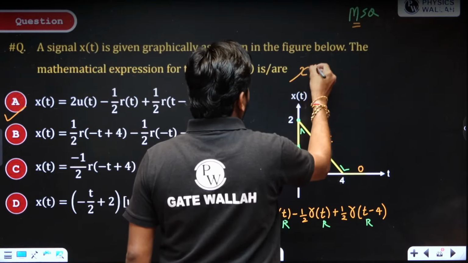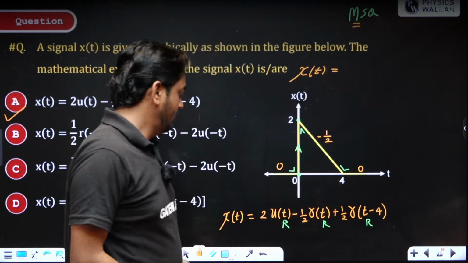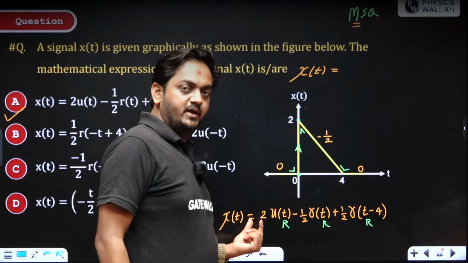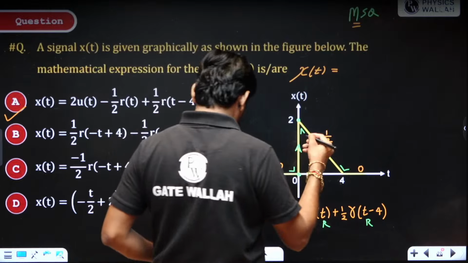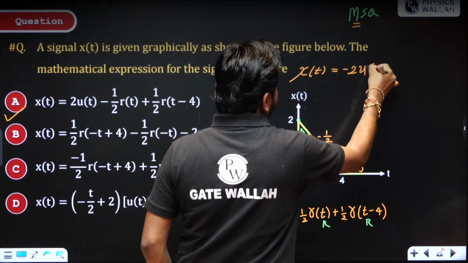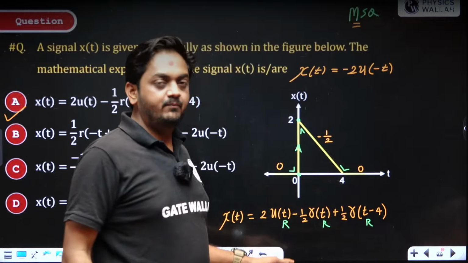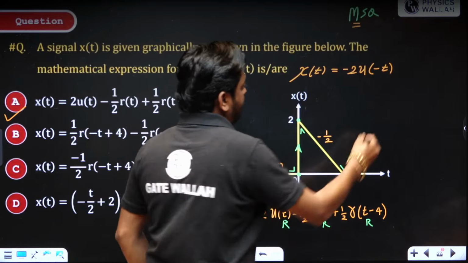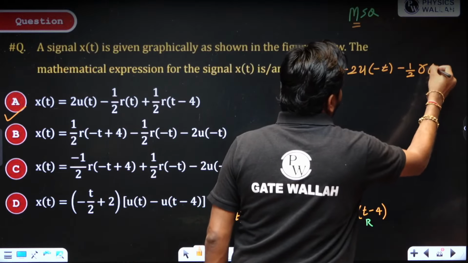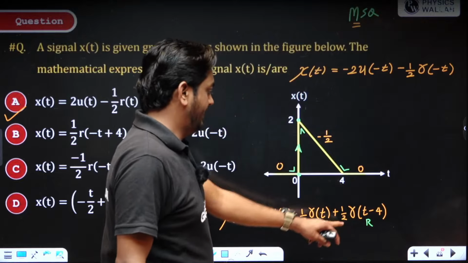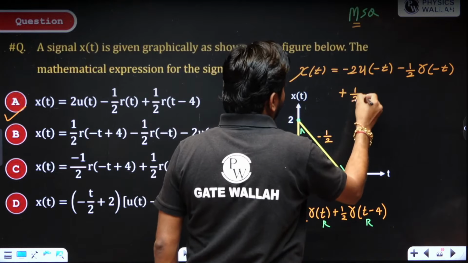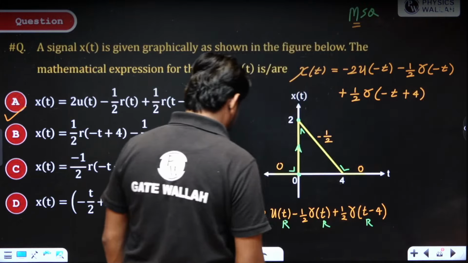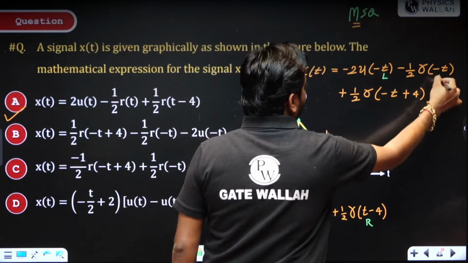For the left sided, yesterday I told you, for the step function, change the sign of the variable outside the bracket as well as inside the bracket. So this is plus 2, then here minus 2, u of plus t becomes u of minus t. For the ramp, change the sign only of the variable inside the bracket. So this is minus 1 by 2 r of minus t. And here, only inside the bracket, plus 1 by 2 r of minus t. t becomes minus t, minus 4 becomes plus 4, guys.